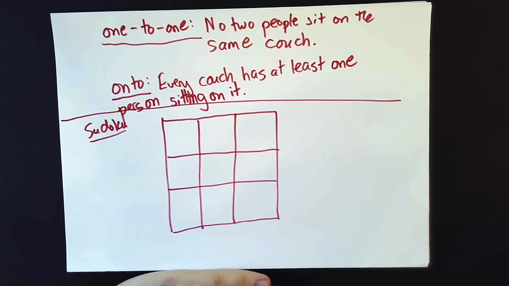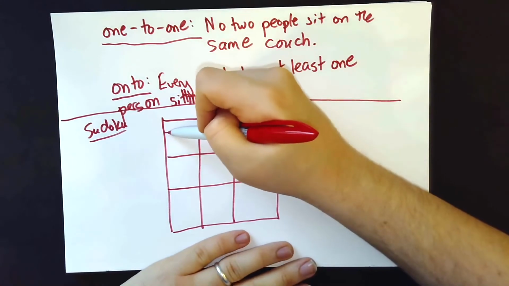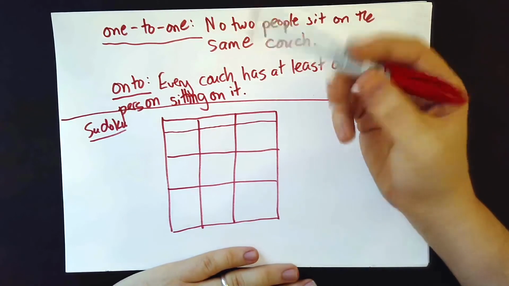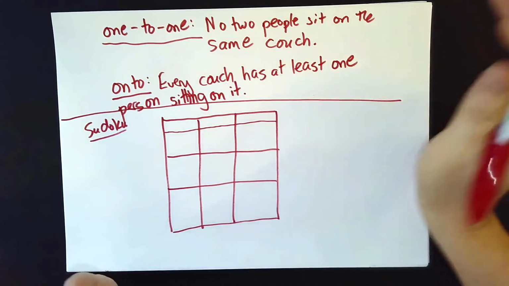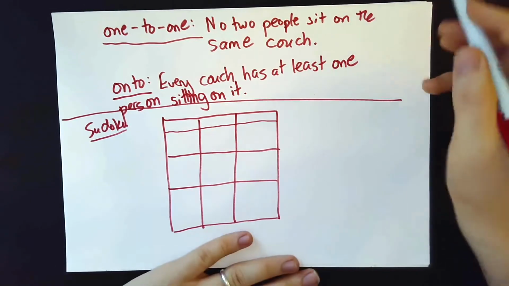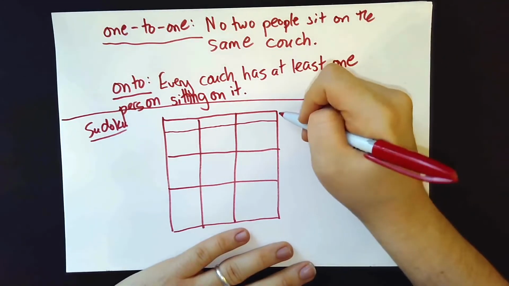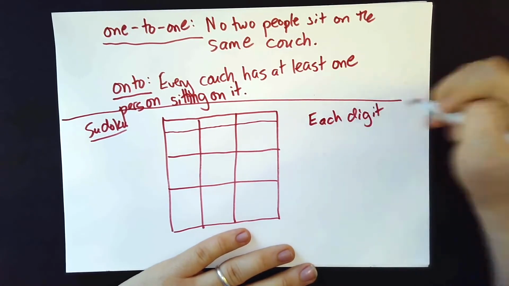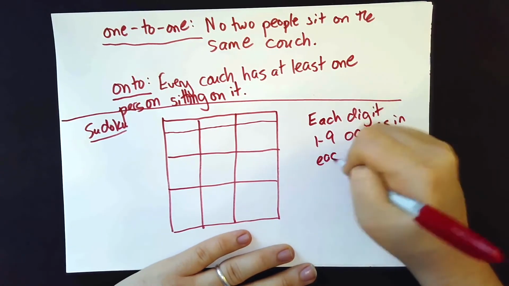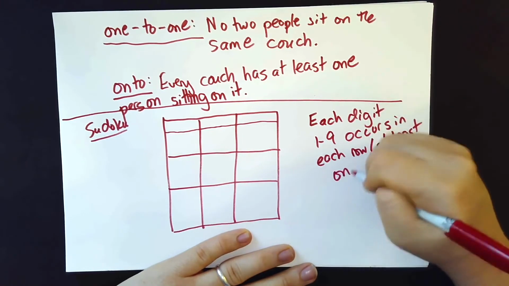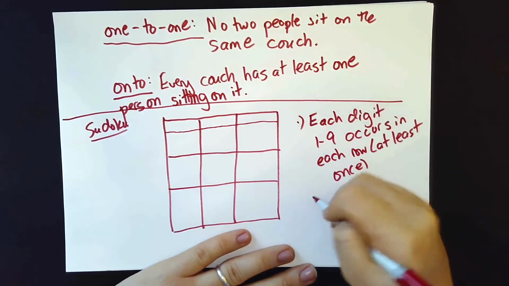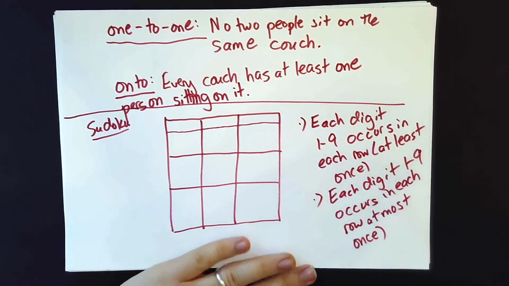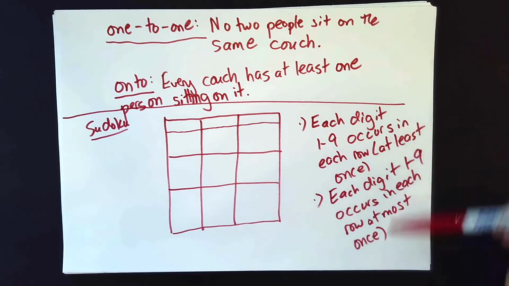During quarantine, I've been entertaining myself by doing Sudoku, because there's not a whole lot else to do. In Sudoku, you have this 9x9 grid, and there are all these different requirements about the grid. In particular, they say things like, each digit 1 through 9 occurs in each row, meaning at least once. But also, each digit 1 through 9 occurs in each row at most once. Each of these leads to a different kind of logic.